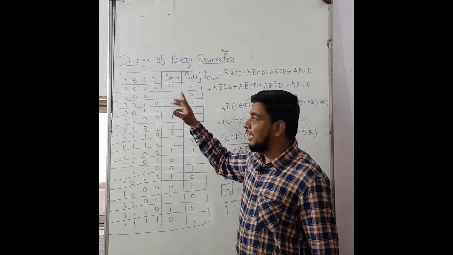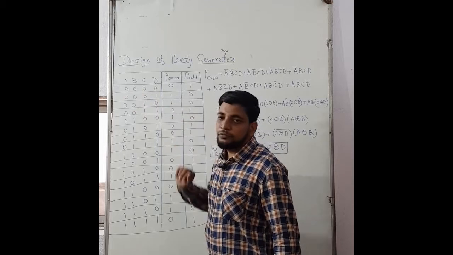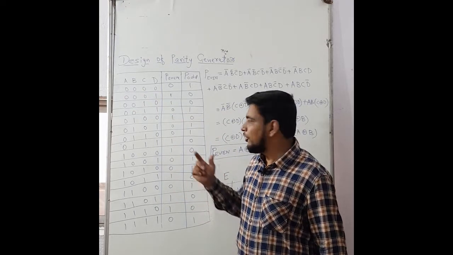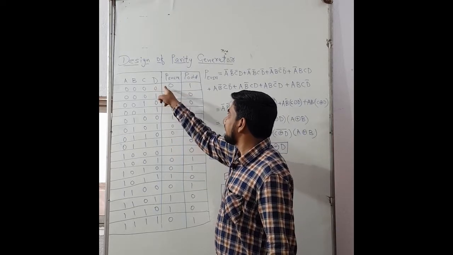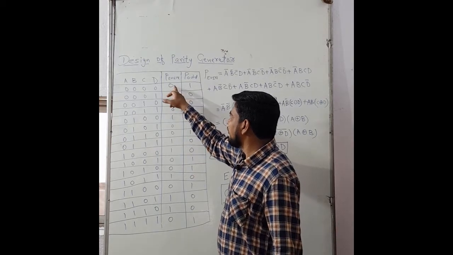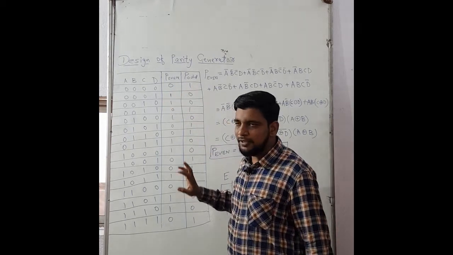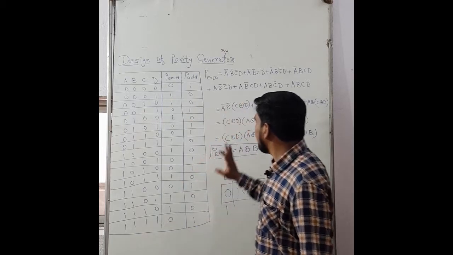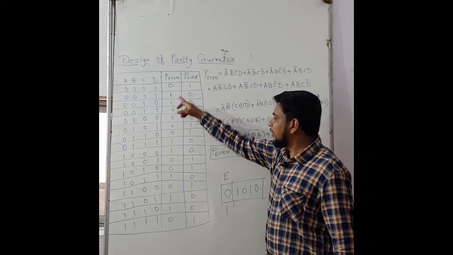One more thing we have left: for 0, 0, 0, 0, this information is neither even nor odd. So what to do for this? For this information you can write either 0 or 1 for one of the bits, and the other should be the opposite. I am considering P of even as 0, so P of odd is 1. In this way we will complete the truth table. Then next we write the output expression.